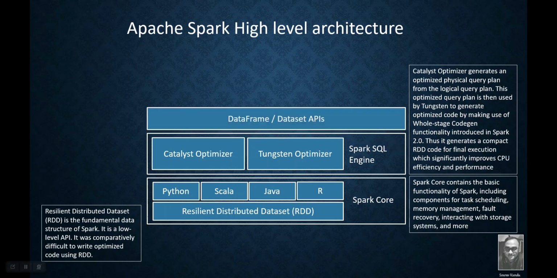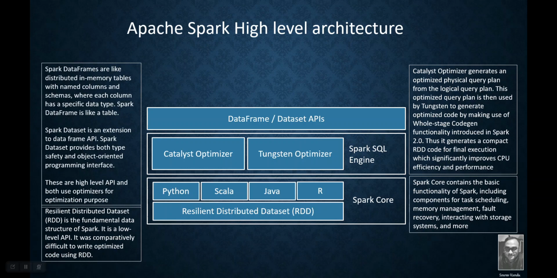On top of it come the data frame and dataset APIs. Data frame and dataset APIs are high level APIs. Previously we saw that RDDs are low level APIs without any optimization, but data frame and dataset are high level APIs which have these optimization options. Spark data frames are like distributed in-memory tables with named columns and schemas, where each column has a specific data type. A Spark data frame is basically like a table.